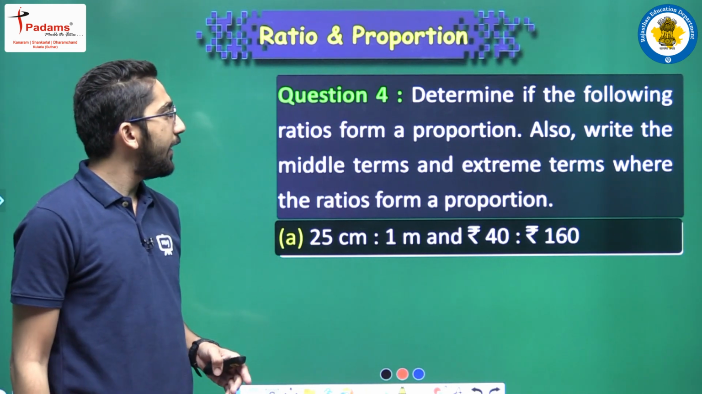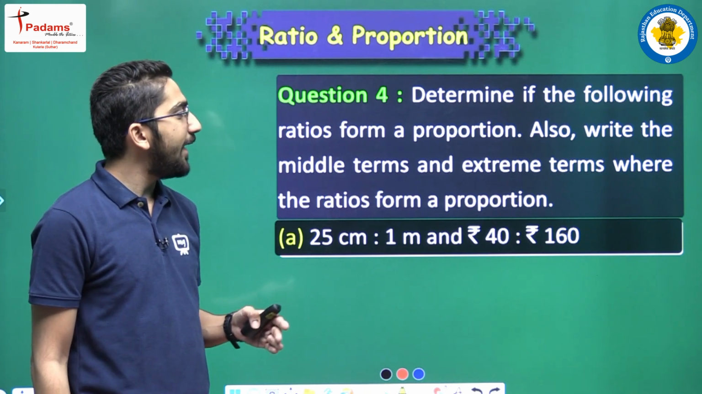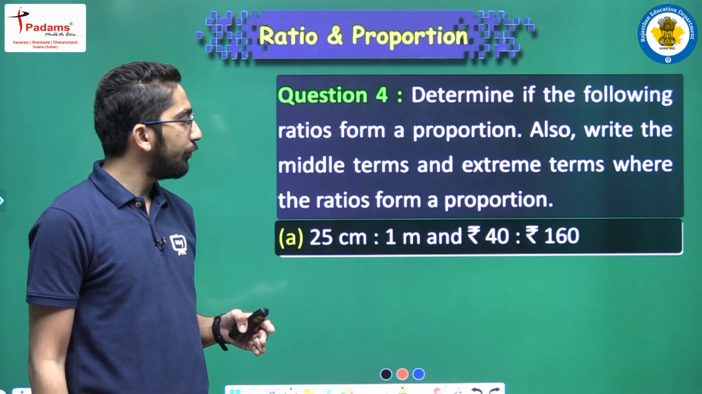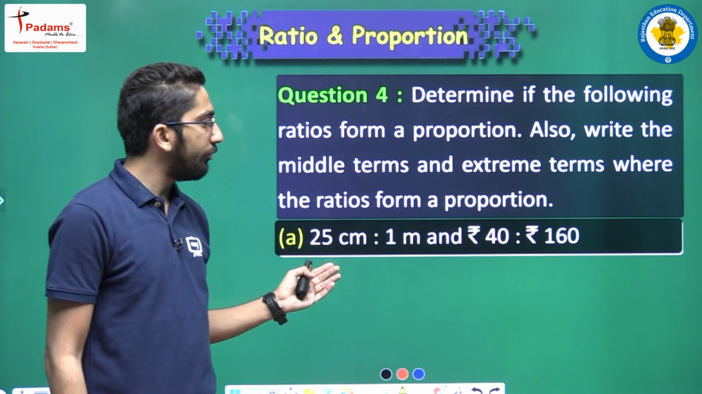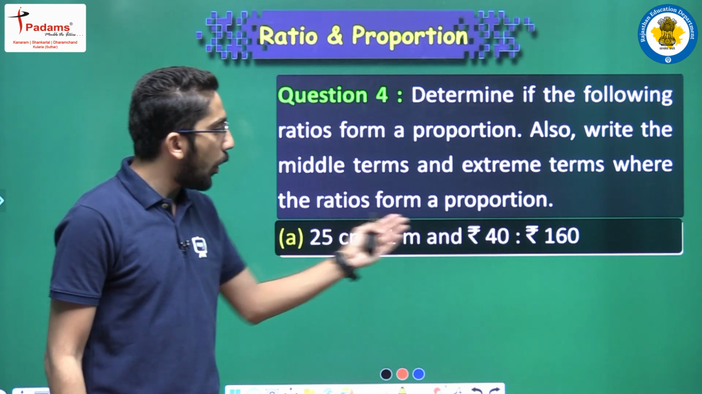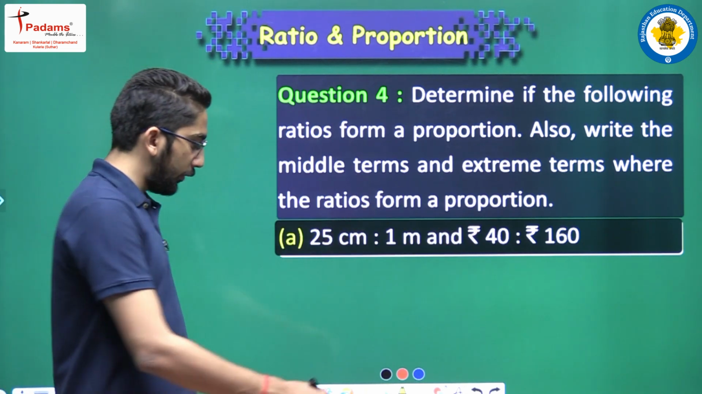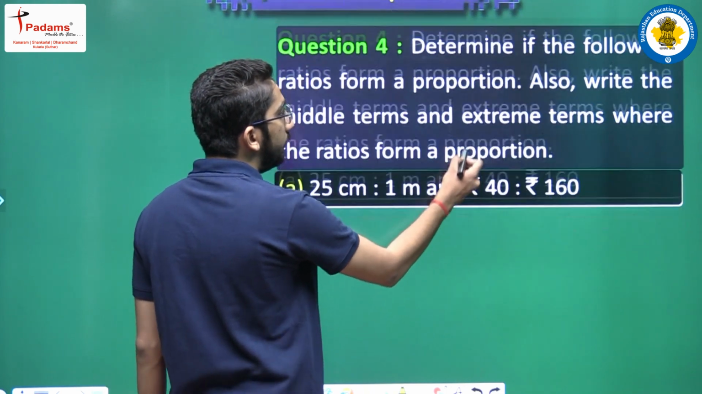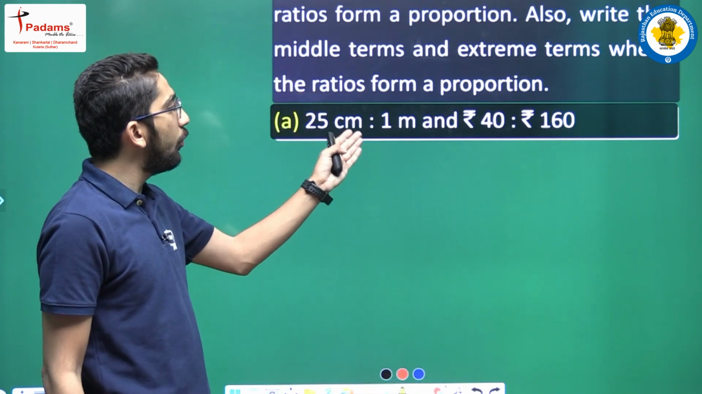Determine if the following ratios form a proportion. Also write the middle terms and extreme terms where the ratios form a proportion. तो हमको बताना है कि ये numbers एक proportion बनाते हैं क्या, and if they form a proportion then we have to write middle terms and extreme terms. तो one by one हम देखते हैं. First 25 सेंटीमीटर इज टू 1 मीटर.